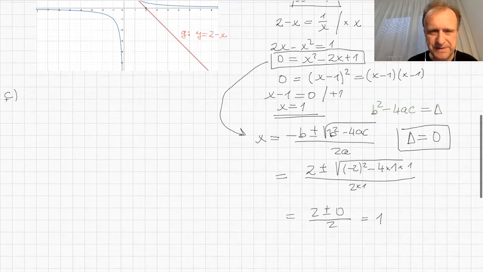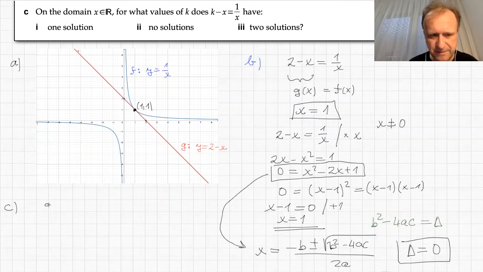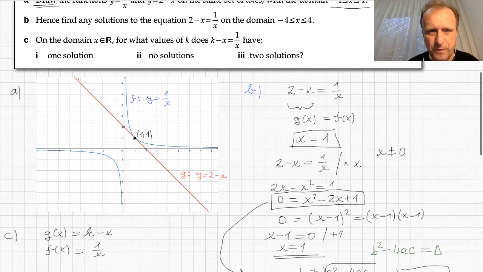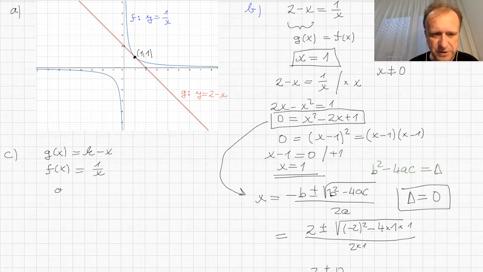So in this case, we have one function, g of x, which is k minus x, where k is some parameter, some number, and f of x is the same function as before, it's 1 over x. And we have to say for which values of k does this equation have one solution, no solutions, or two solutions. So we have to solve the equation g of x equals f of x.